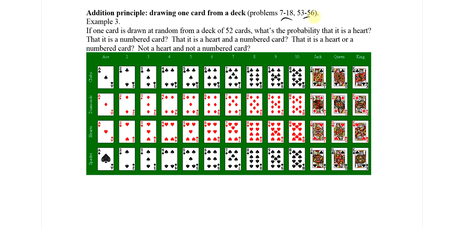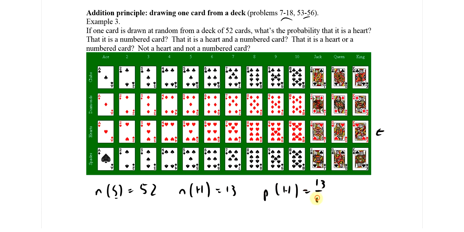So problems 7 through 18, 53 through 56. So here's our deck of cards. Suppose one card is drawn at random from a deck of 52 cards. What's the probability that it's a heart? Well, N of S equals 52, our sample space, right? How many possible outcomes are there? There's 52 outcomes because we're drawing one card and it could be any one of the 52. Number of hearts, H is hearts, that's 13. Which ones are the hearts? There are 13 hearts, if you count those. So the probability of getting a heart is 13 over 52, and that is 0.25. Not surprising, right?